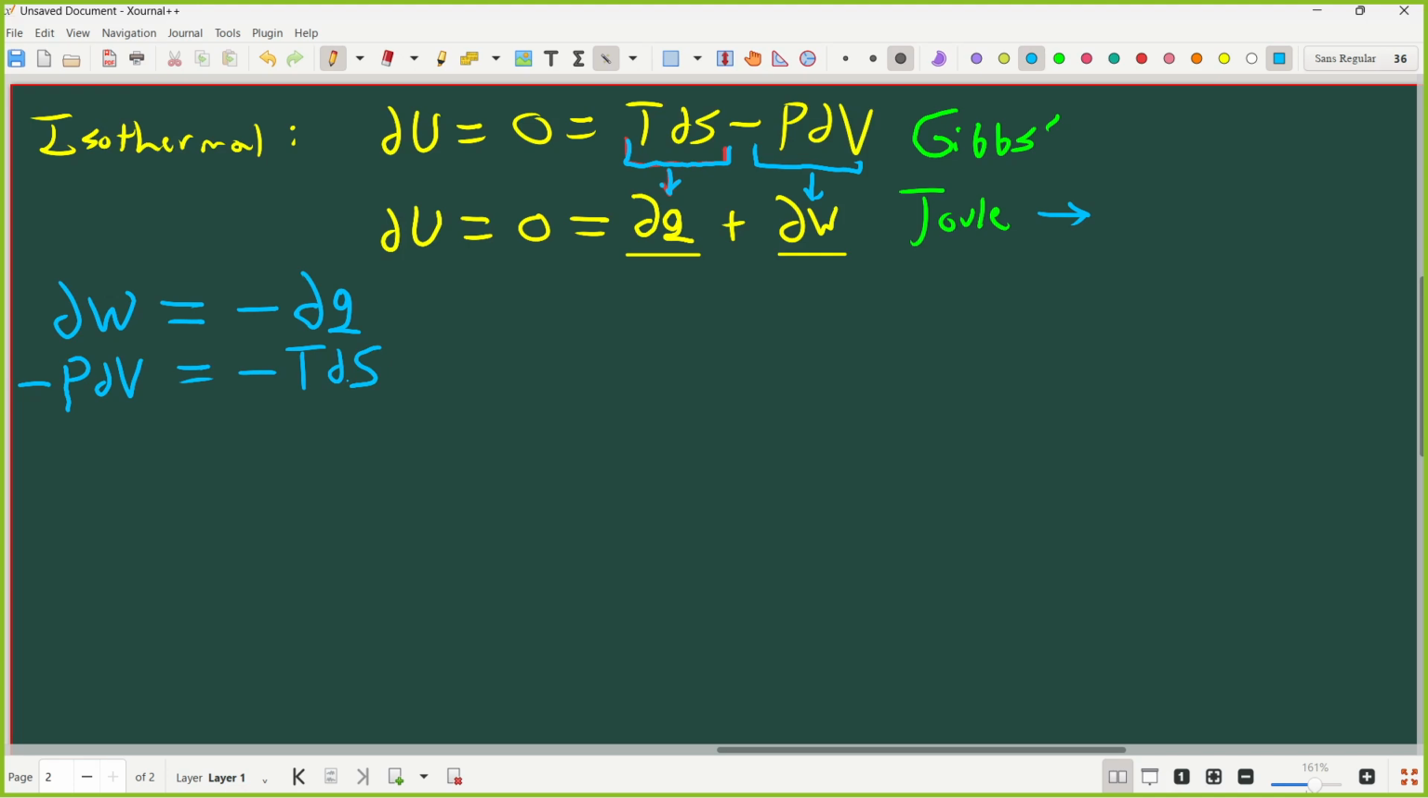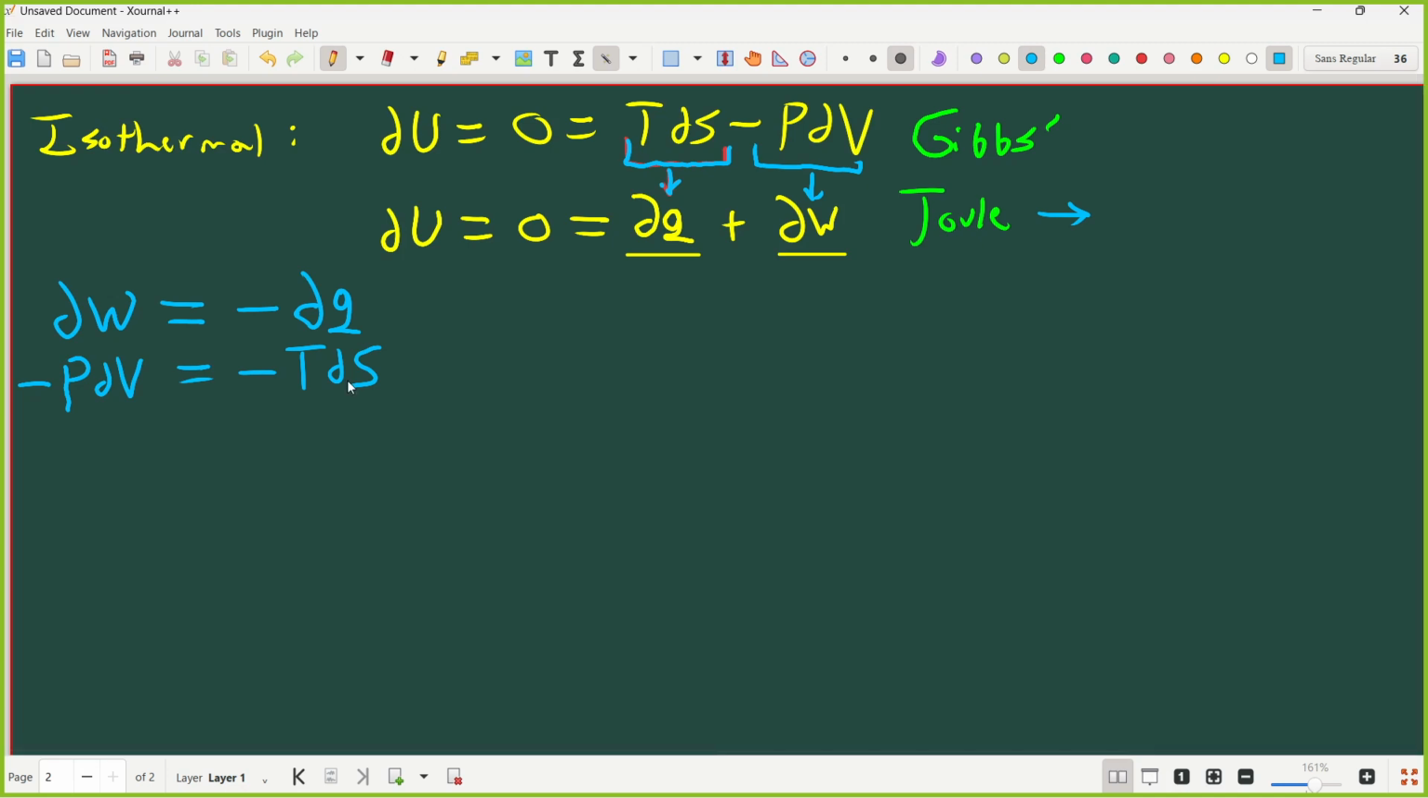So in the isothermal instance, we have a logical connection between intuitive ideas about energy and a more abstract way, the Gibbs way of thinking about energy. The change in work of your system is the pressure times the change in the volume that you're making, and the heat release has something to do with the entropy.